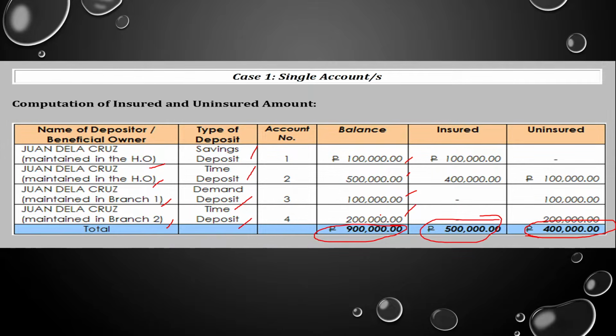So the total of insured deposit cannot exceed 500,000 pesos. So therefore the MDIC or the maximum deposit insurance coverage will be 500,000 pesos. So of the total balance of 900,000, the amount insured is 500,000 pesos, and the uninsured amount is 400,000 pesos. Okay? So ito, true or false. In this case, Juan de la Cruz will only receive 500,000 pesos. True or false? Okay? So merong statement. In this case, Juan de la Cruz will only receive 500,000 pesos. True or false?